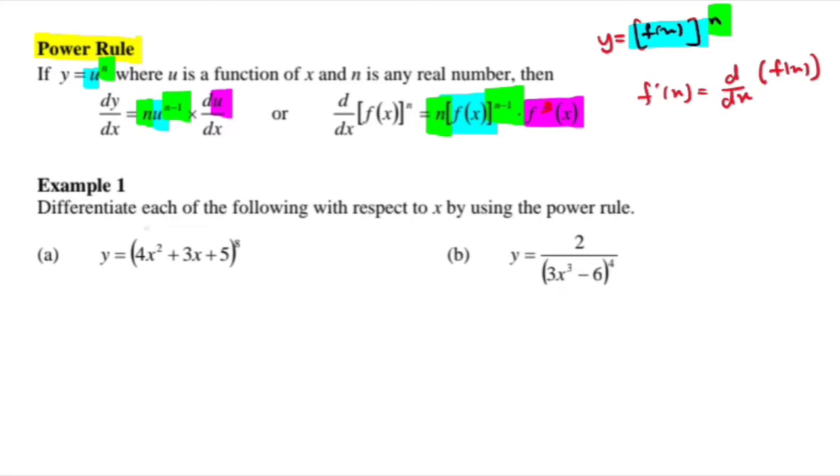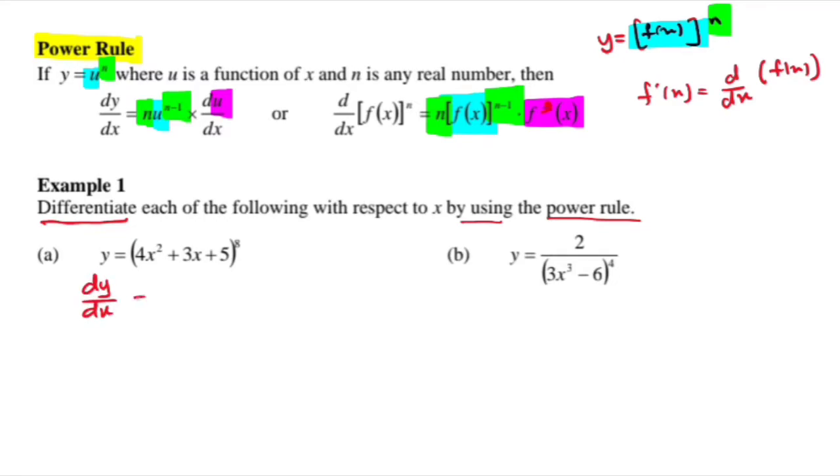But since the question wants you to find the derivative by using power rule, I have to use power rule for this question. In fact, power rule is faster and easier. If the question does not mention that you have to use power rule, then you can use chain rule as well for this question. So, how to differentiate this?